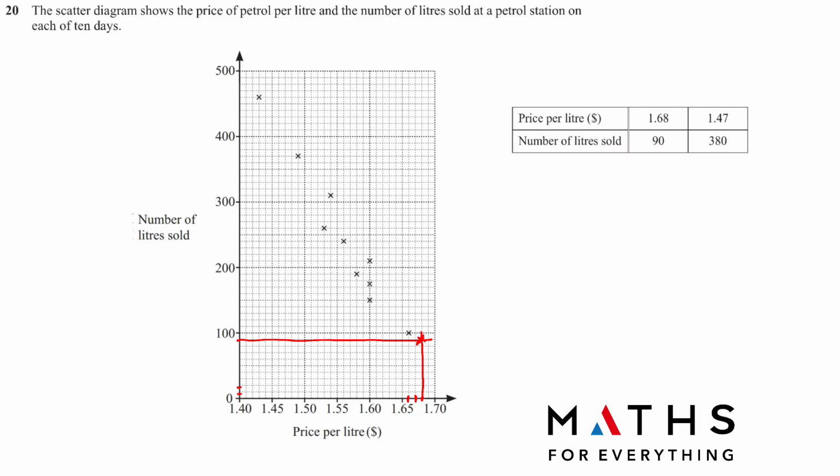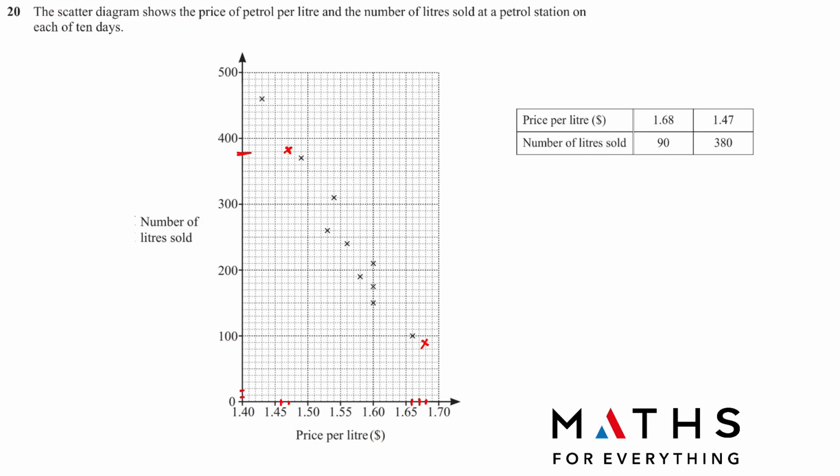This is your point. Now same way 1.47. This is 1.47. And then we want 380. 380 is going to be 20 less than 400. So it's on this line. This is the point. When you join the horizontal and the vertical line, you will get this point.